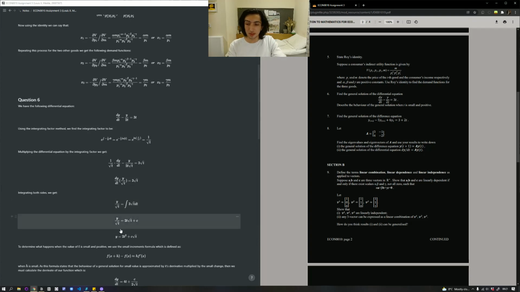And so if we multiply by root t on both sides, we then end up with the general equation. Obviously, we have to remember to add the c on the integral, otherwise we only have a very specific equation. So this is the general equation I got.